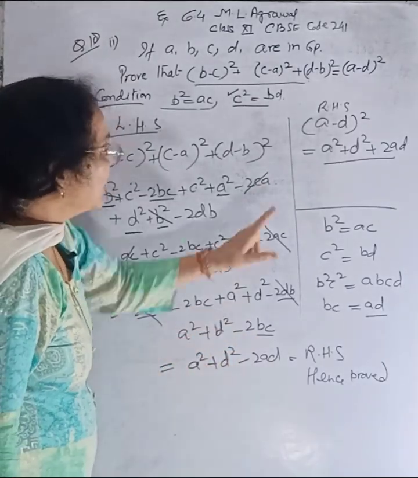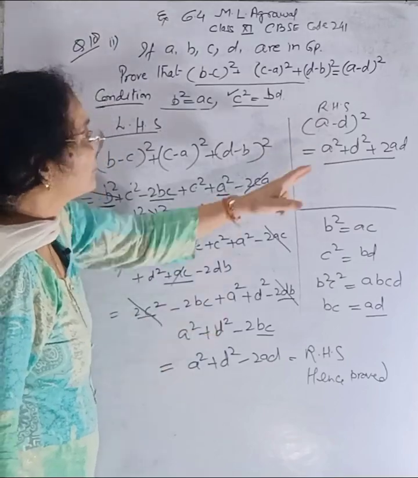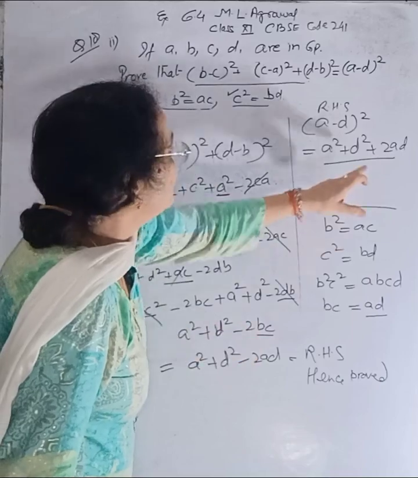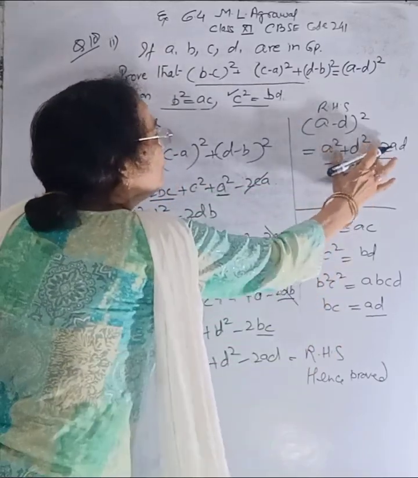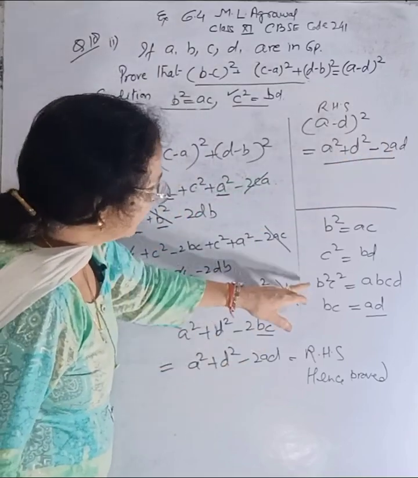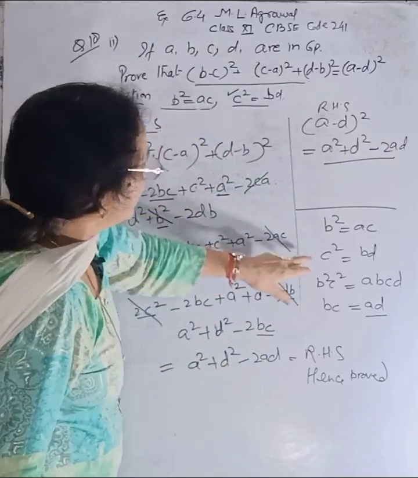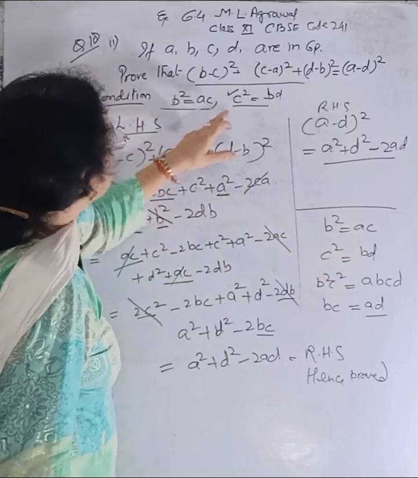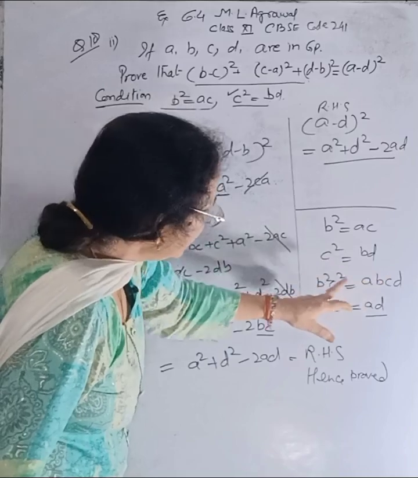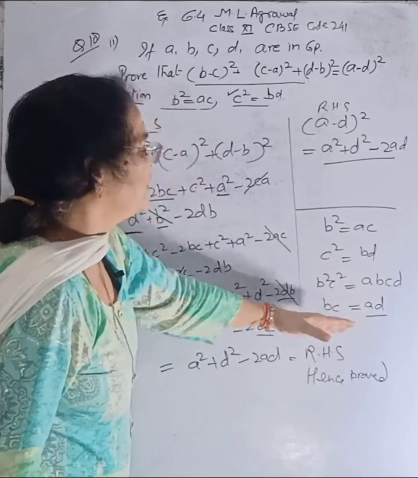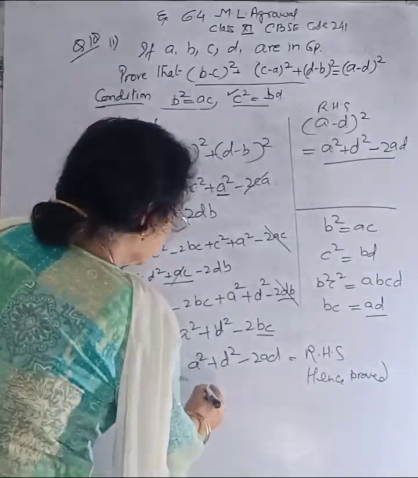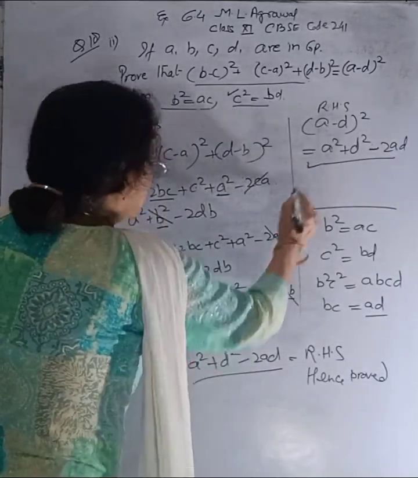Now here we are having A square plus D square, but we have BC in place of AD. So we use that B square is equal to AC and C square is equal to BD. B square C square is equal to ABCD. BC cancels, it means BC is equal to AD. Okay, this is to be proved. This will become left hand side equal to right hand side.